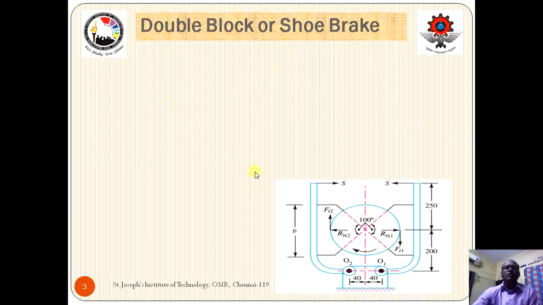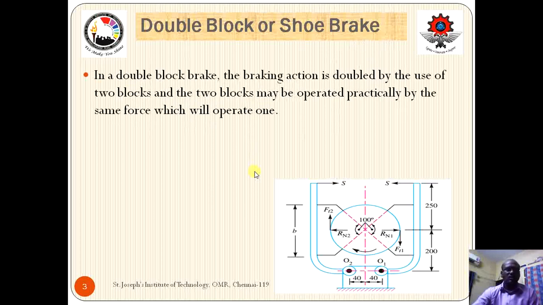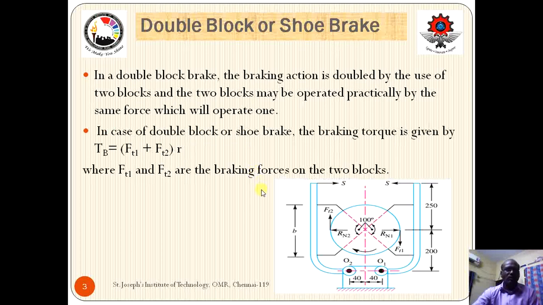Okay. Now we'll see what the nomenclature of the double block brake is. In the double block brake, the braking action is doubled by the use of two blocks, and the two blocks may be operated practically with the same force which will operate one. Okay, if you apply force on only one side, both will be used simultaneously. You are not going to use two levers.